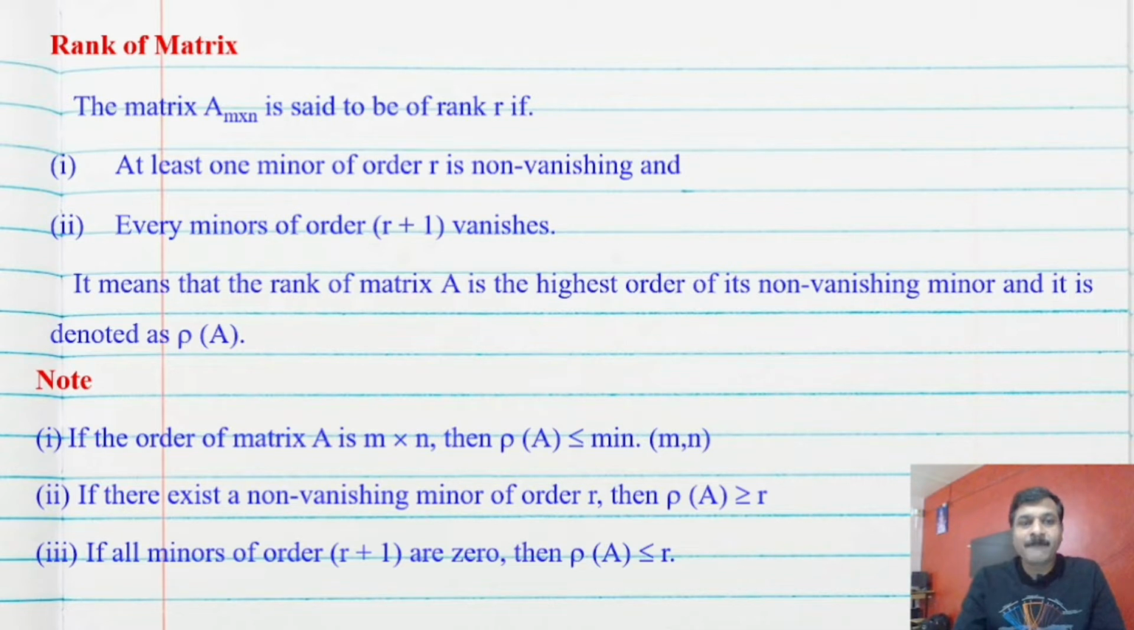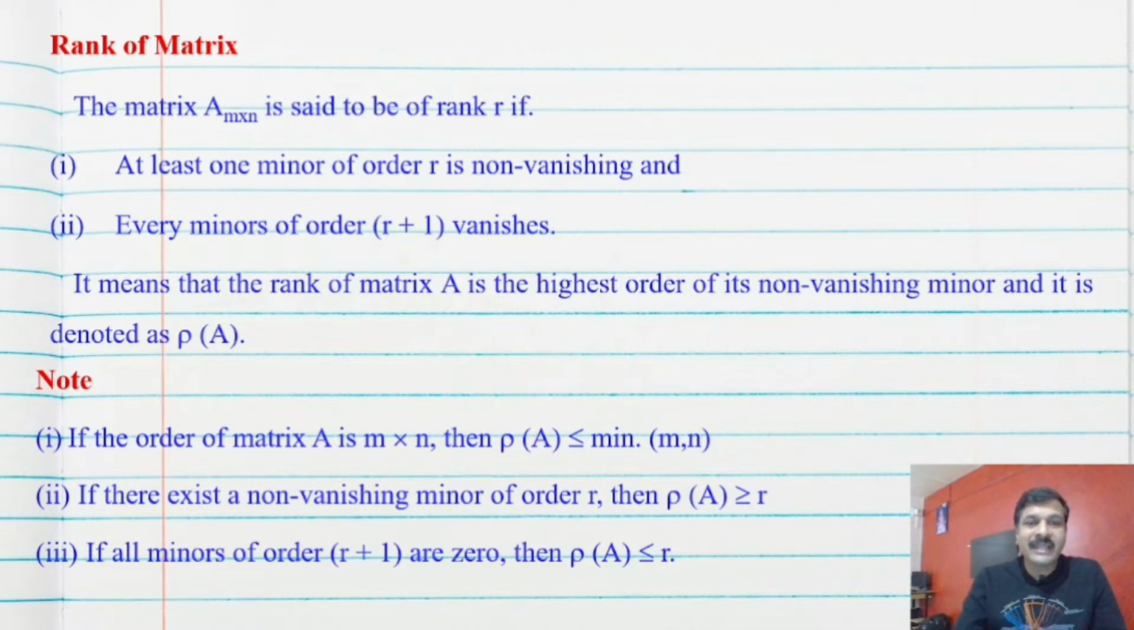Just like a row matrix, column matrix, square matrix, rectangular matrix, upper triangular matrix, lower triangular matrix, determinant of matrix, symmetric matrix. And now start the very important topic, that is the rank of matrix. So what is the rank of matrix? So here is the definition.